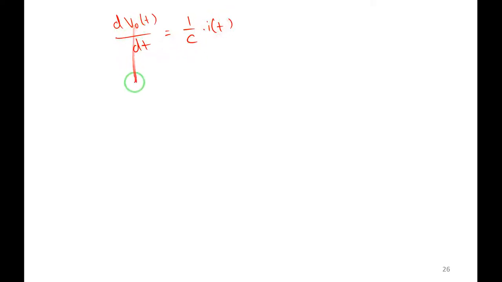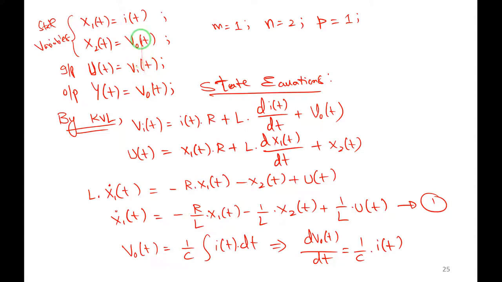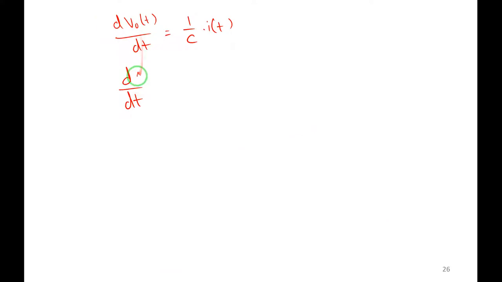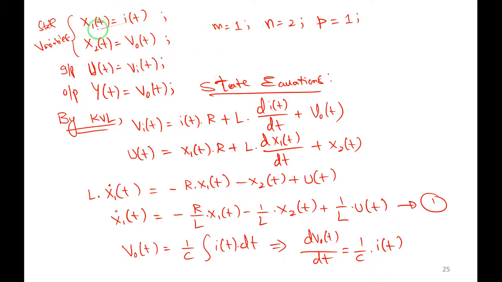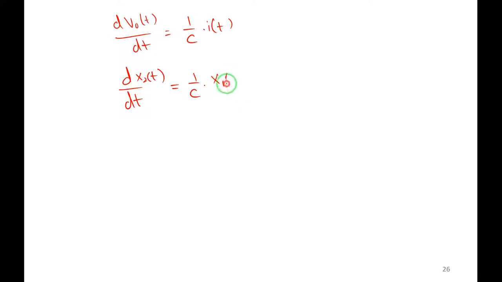V naught of t is nothing but x2 of t, so I am replacing it. What is this I of t? I of t is nothing but x1 of t. I am replacing. I hope you are getting it. Next, this can be written as x2 dot of t is equal to 1 by c into x1 of t. Call this equation 2.